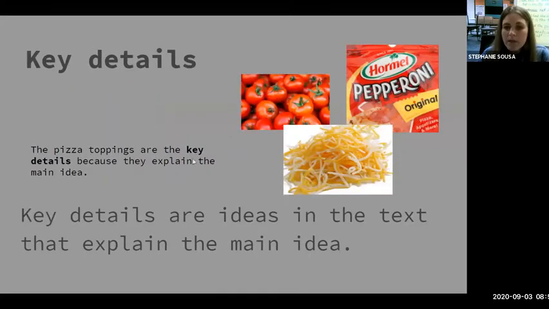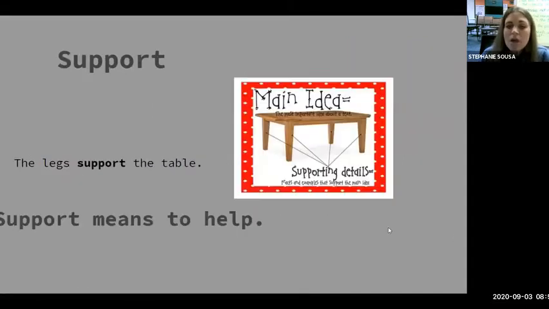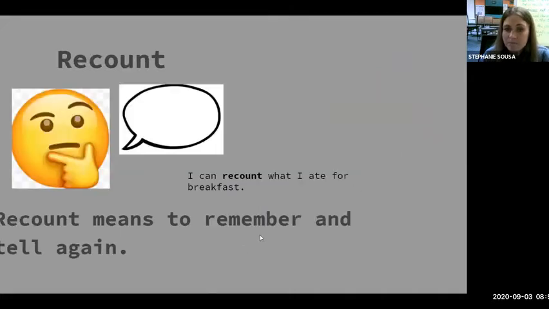We know that because we can look at the key details. And in our pizza example, the key details are those toppings. So key details are ideas in the text that explain the main idea. They're how we know what the main idea is. These key details offer support. That means they help. So legs are support on a table, and you can think about supporting details as the legs on a table, with the table being the main idea.